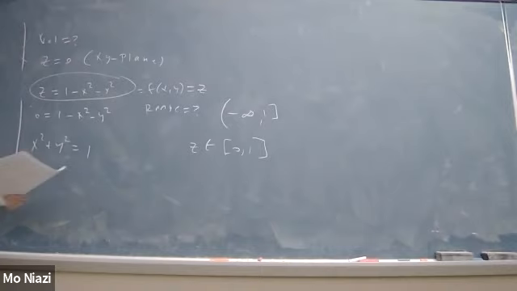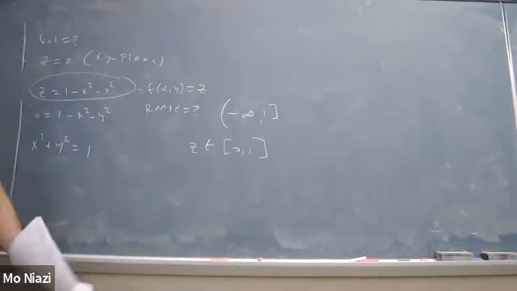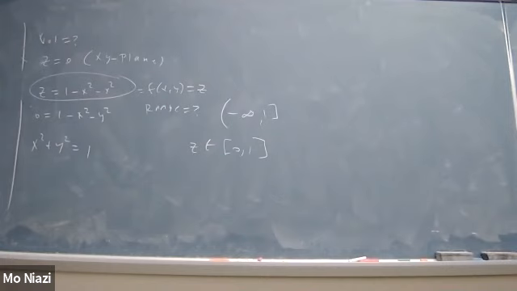Are you familiar with this notation, z is an element of? Yeah. It just means z can range from 0 all the way to 1.